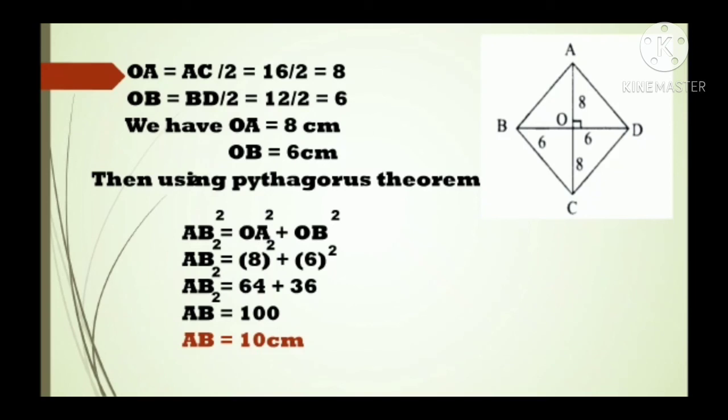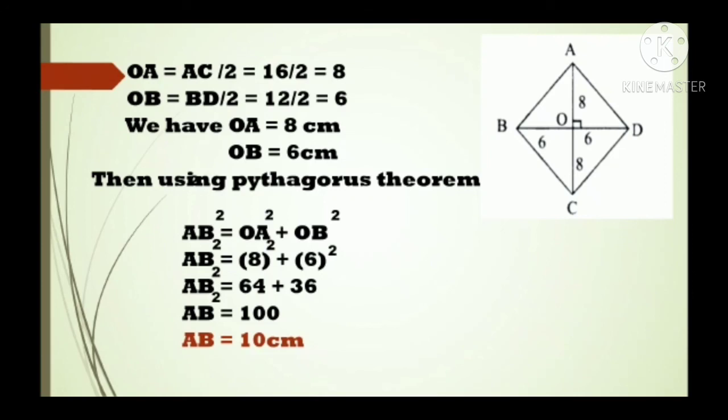Then what is the value of 8 square? Yes, 64. Then 6 square? 36. So AB square equals 64 plus 36. What is 64 plus 36? Yes, 100. So AB square equals 100. Then we take the square root on both sides. So we get AB equals 10. That is, the side of the rhombus is 10 centimeters.